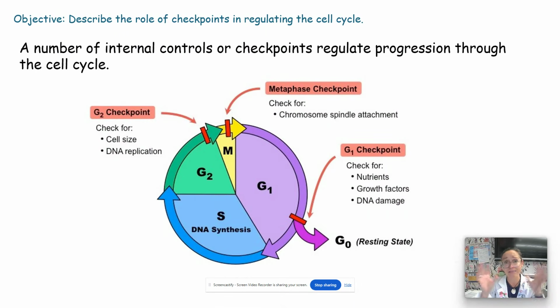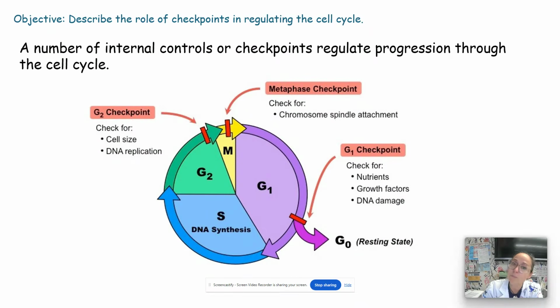Is it healthy DNA? And if it's a go, well, then the cell will enter into S phase. If it's not, then we can put it on hold, I guess, and then we could try to fix the DNA damage. And if it's irreparable, not fixable, then the cell can undergo apoptosis.